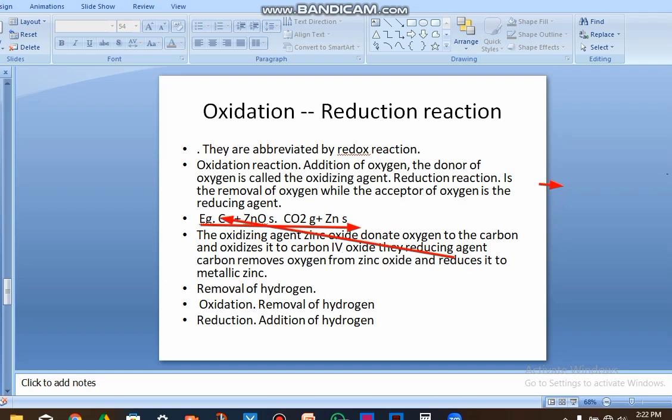This one is carbon. It does not have oxygen. But this one, zinc oxide, has what? Oxygen. So zinc oxide donated oxygen to this carbon. So it is now what? Carbon 4 oxide. Let me draw this single arrow.